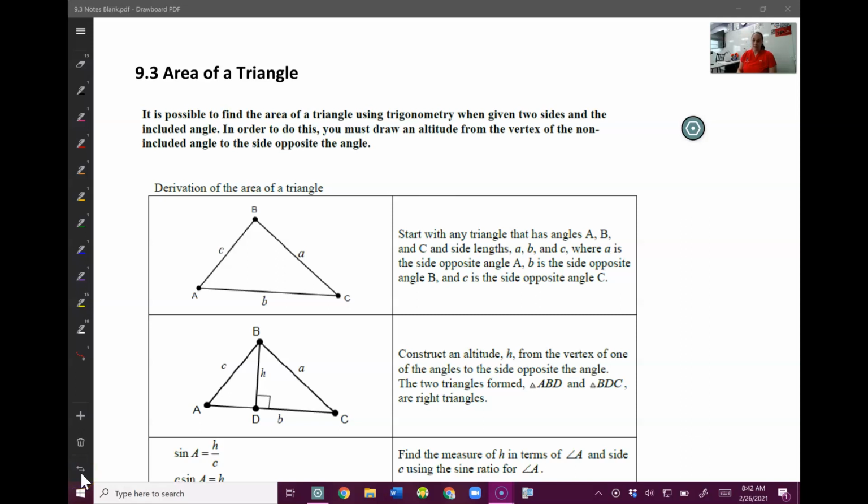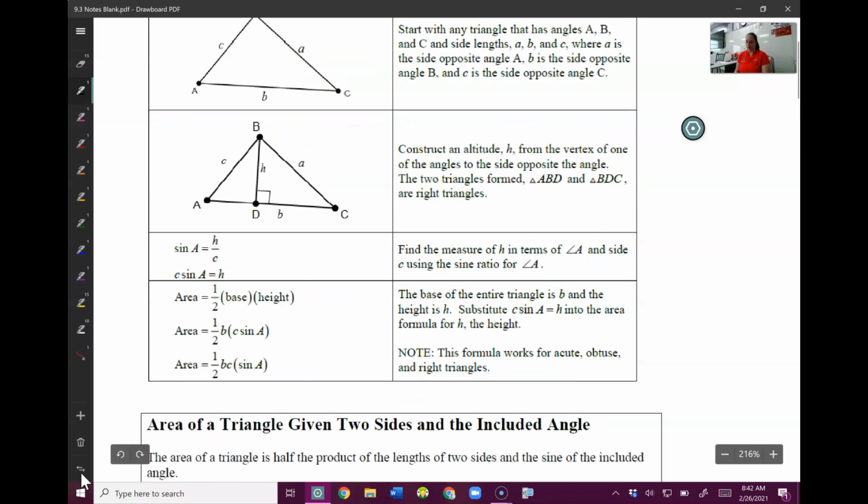Welcome to lesson 9.3, where we're going to be talking about finding the area of a triangle. Now, this is actually something that you have found in the past. You should remember that area of a triangle is 1/2 base times height. However, there is another equation for this that uses trig, and this is why we're talking about this right now.